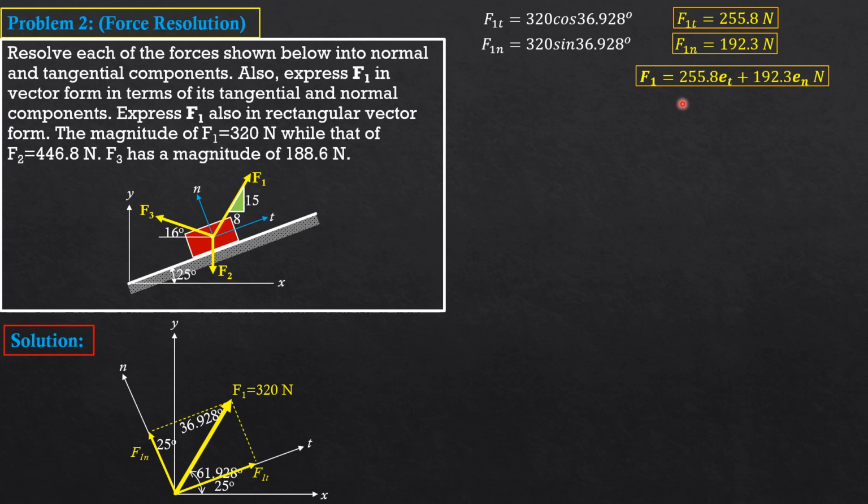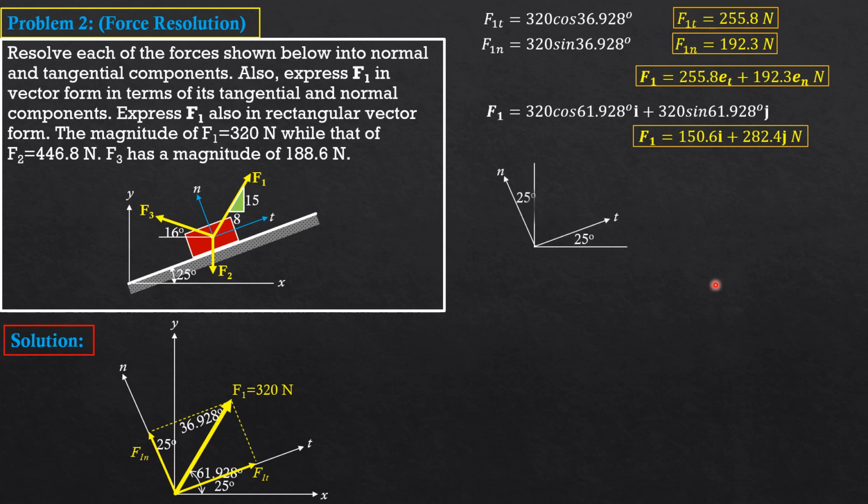in vector form in terms of its tangential and normal components. In terms of rectangular components in vector form, F1 is 320 cosine of 61.928 degrees i plus 320 sine of 61.928 degrees j, where i and j are unit vectors in the direction of the positive x and y axes, respectively. So F1 in rectangular vector form is 150.6 i plus 282.4 j newtons.